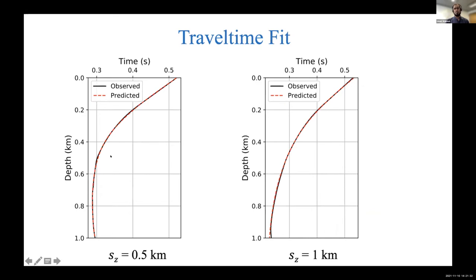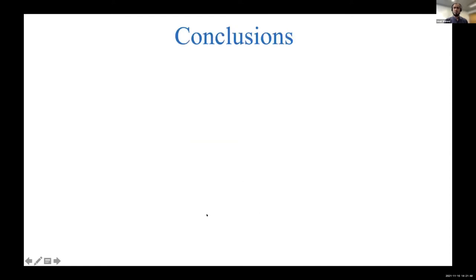And we see a very good fit of the macro features of the velocity. And this is the travel time fit at a couple of different sources at the receivers. And we can see that our predicted travel times match the observed travel times in black very well, except at the edges, which is understandable because of the coverage issue for those receivers.